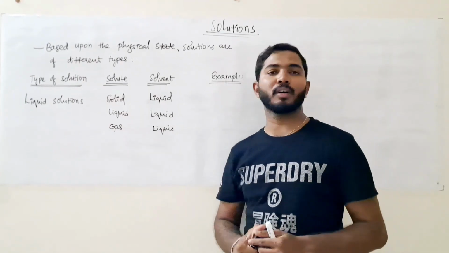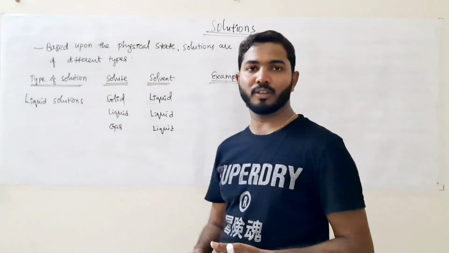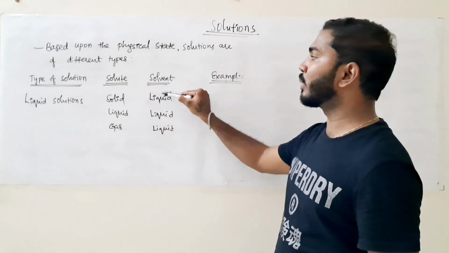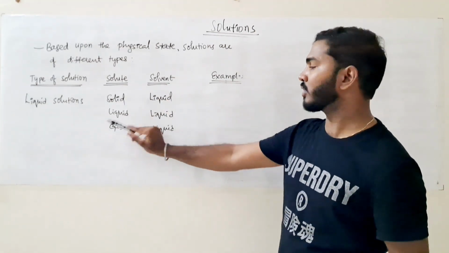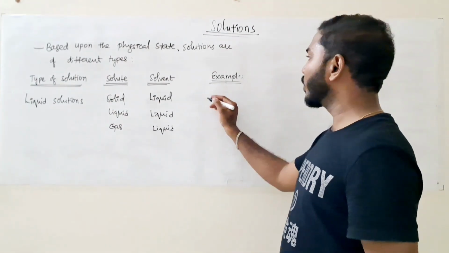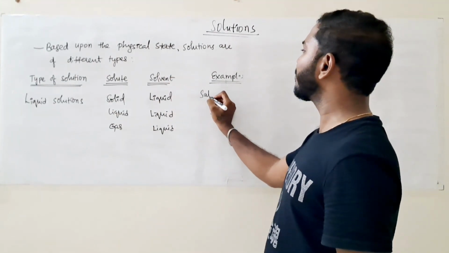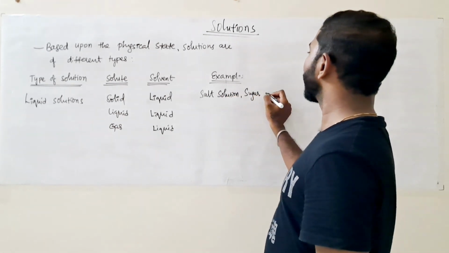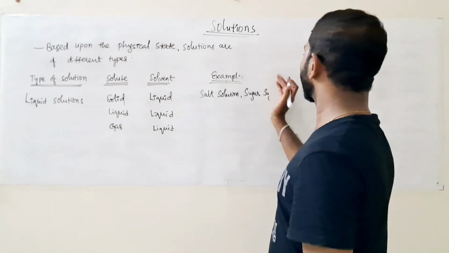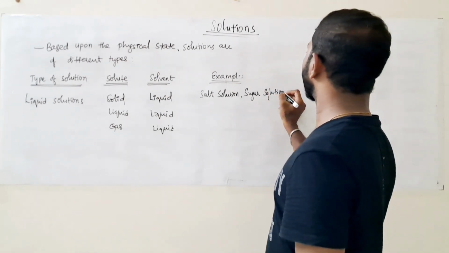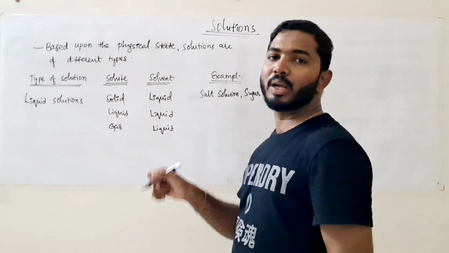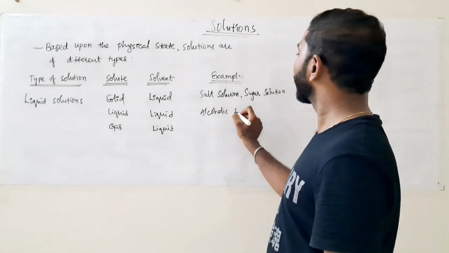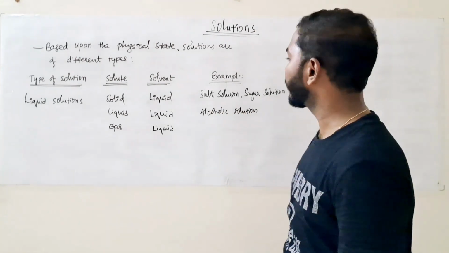The second type of solutions are liquid solutions, where we have a solid solute dissolved in a liquid solvent, then liquid in liquid type of solutions, and gas in liquid type of solutions. Coming to the examples, for solid in liquid, just now we took the example of salt and sugar solution. When it comes to liquid in liquid type, we can take alcoholic solution. This is the best example of a liquid in liquid type of solution.